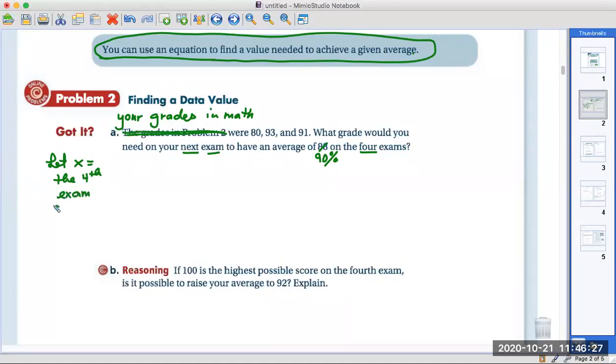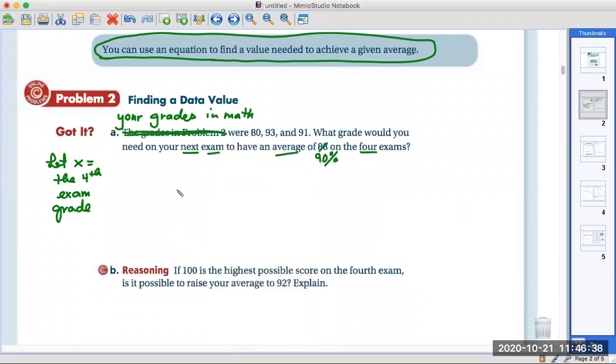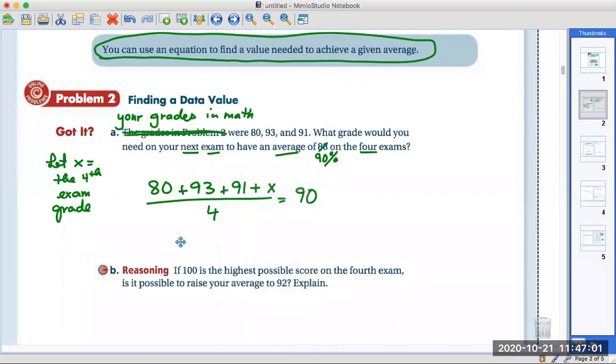And I'll write down what it means. There's one more exam and I'm going to call it X because I don't know what I need on it, but I know I want 90% overall, the average. So let's write it out. The first one was 80. The second one was 93. I'm adding them to find the average plus the 91. But the 4th one is called X. We have to add it also. And then there are 4 of them. And I want an average of 90%.